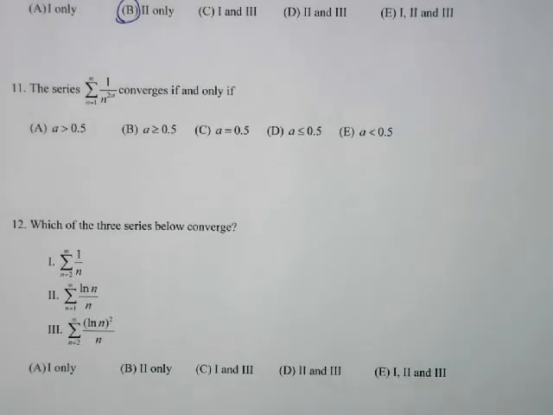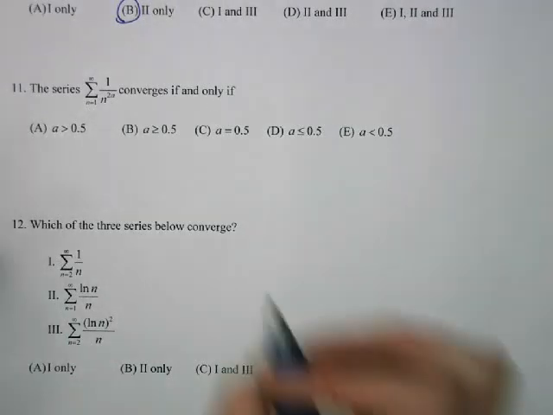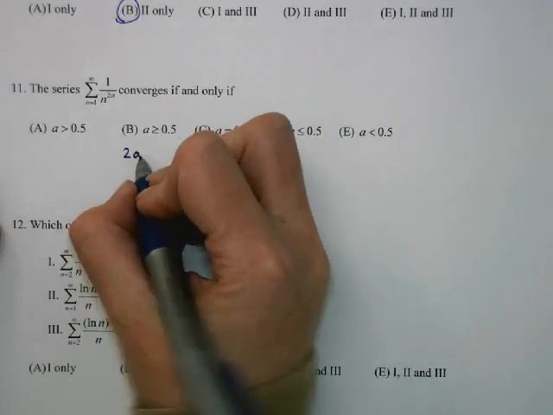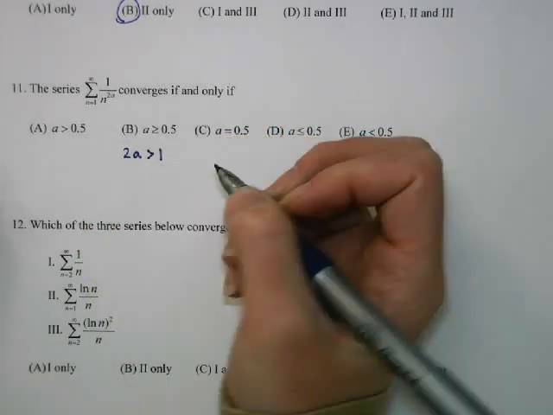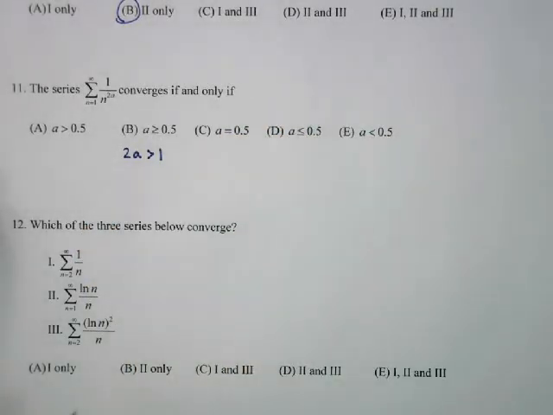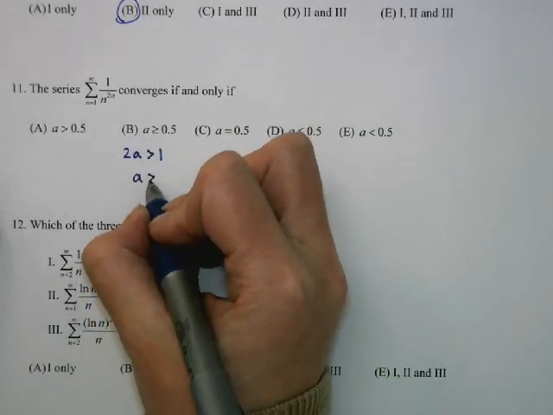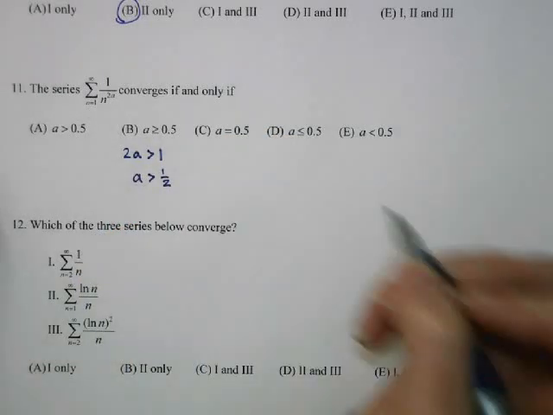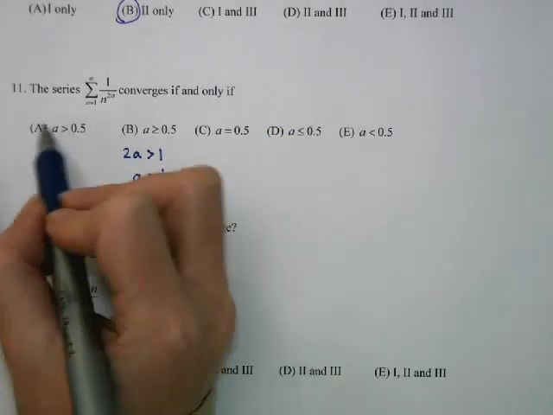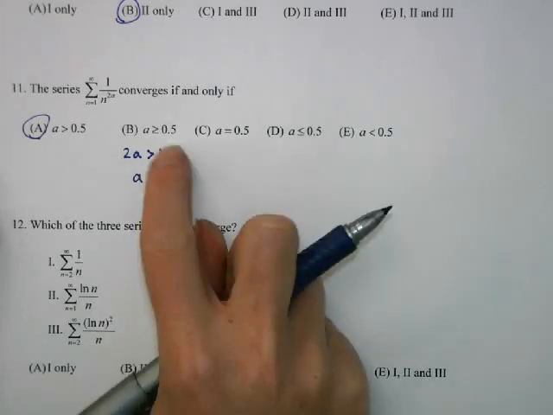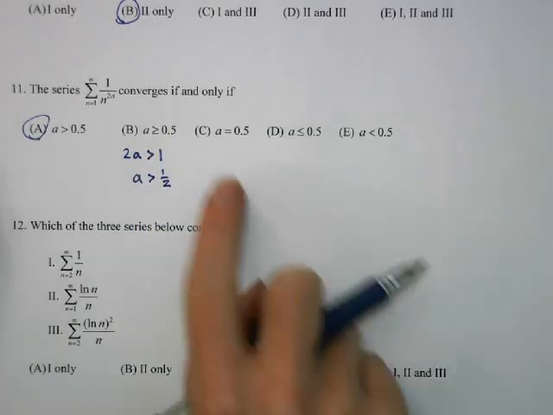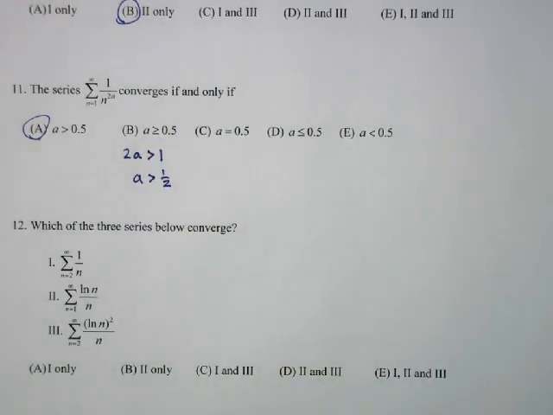Okay, the next one says the series 1 over n to the 2a converges if and only if. So this is a p-series, which means we need 2a to be greater than 1. We need that power to be greater than 1, not equal to 1, because if it equals 1, it's harmonic, which is divergent. So we need a to be greater than 1/2. So it's that one. It's not inclusive and not equal and not bigger.